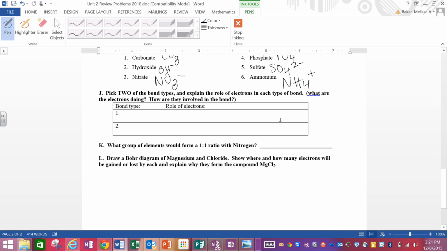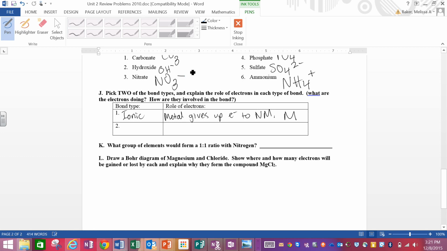Letter J, pick 2 types of bonding. Explain the role of electrons in each type of bond. What are the electrons doing? How are they involved? Let's use ionic bonds first. The role of the electrons is the metal gives up electrons to the nonmetal.